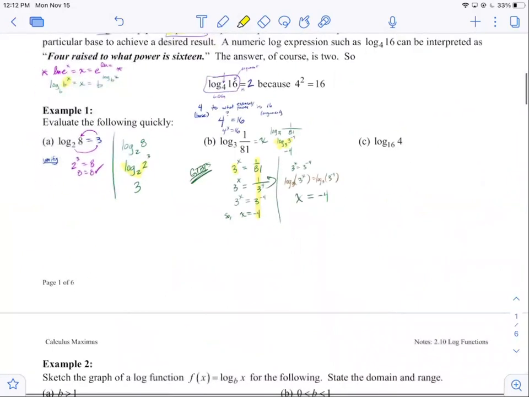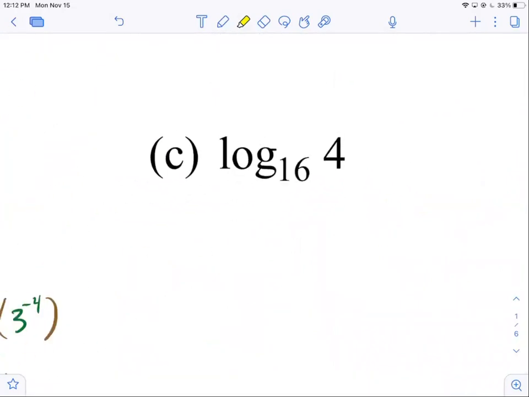All right. Go ahead and do this one on your own. On your mark, set, go. Log base 16 of 4. I don't care how you do it. If you want to set it equal to X and convert it to exponential.